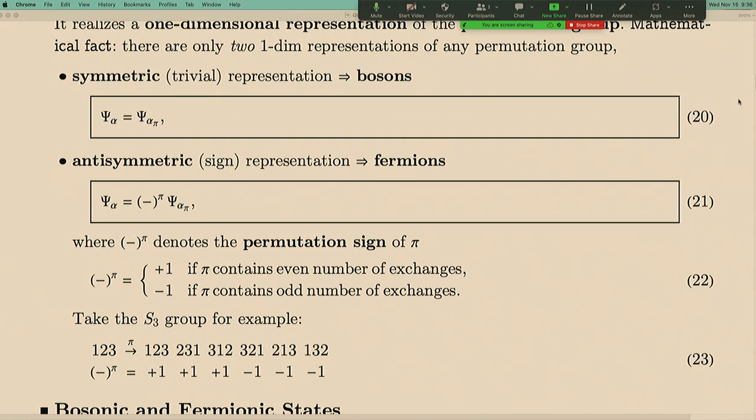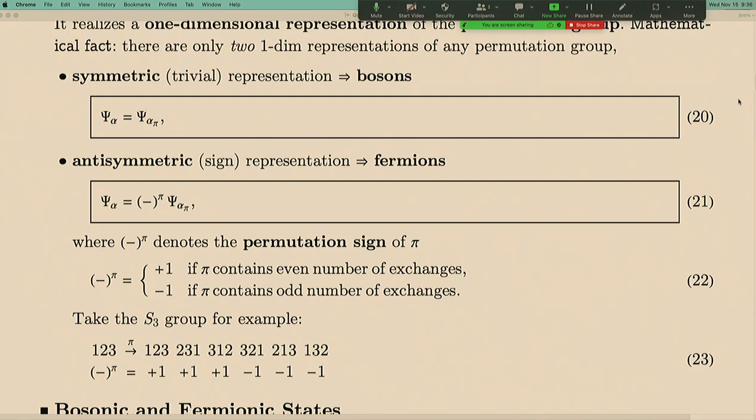So if your many-body wave function or this state vector components satisfy this equation, then the corresponding many-body system is a fermionic system, and the particles in this system are called fermions. And this representation is also mathematically called the antisymmetric or sign representation of a permutation group.